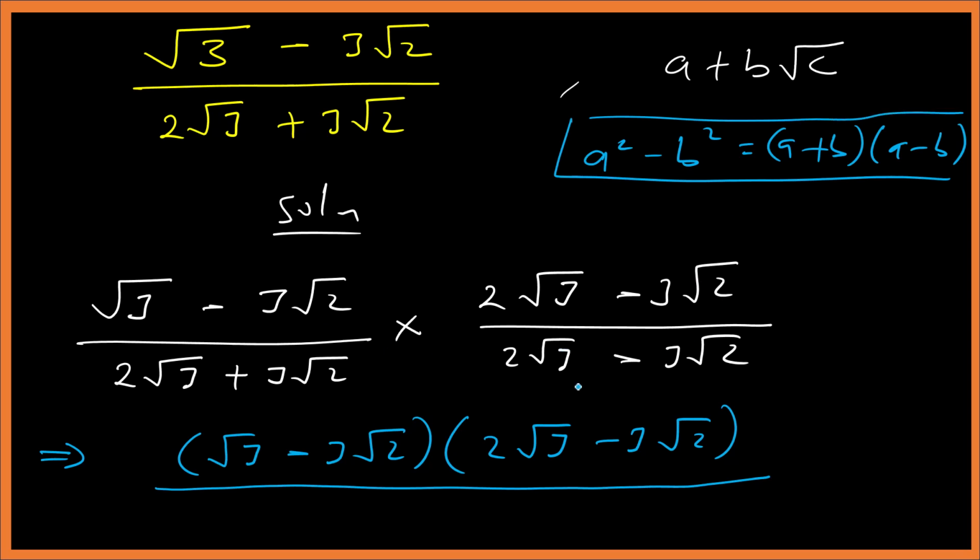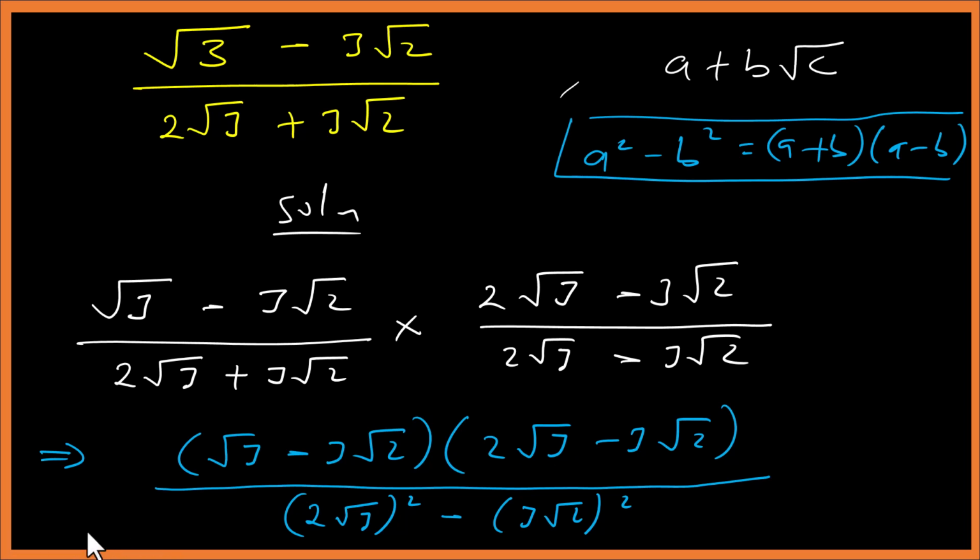So from here, I'll focus here. So a will be 2 root 3. So 2 root 3 squared minus 3 root 2 squared. Now from here, this will multiply that.